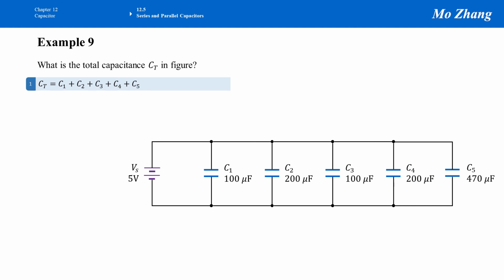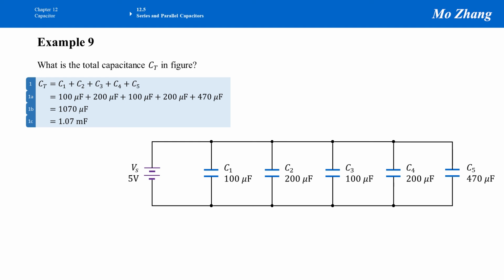Plug in the numbers. That is 100 microfarad plus 200 microfarad plus 100 microfarad plus 200 microfarad plus 470 microfarad. Once we add them up, that is 1070 microfarad. We can change these numbers to equivalent engineering notation. So at the end, it is 1.07 millifarad.